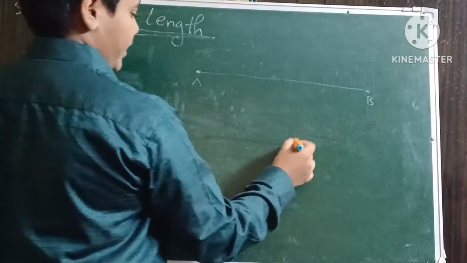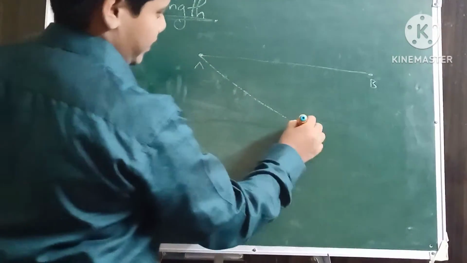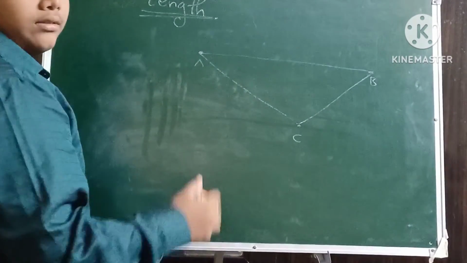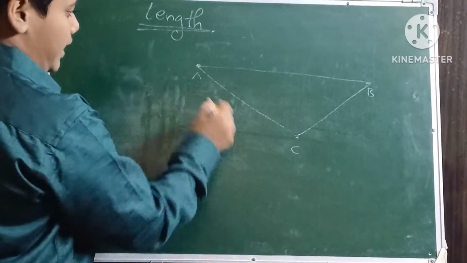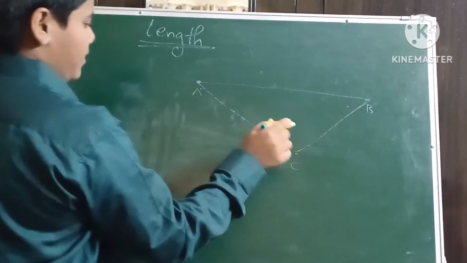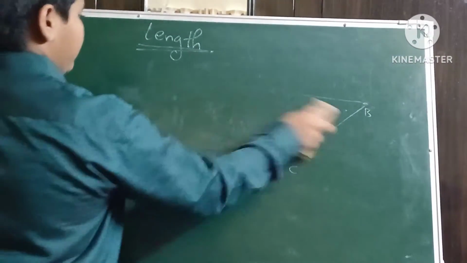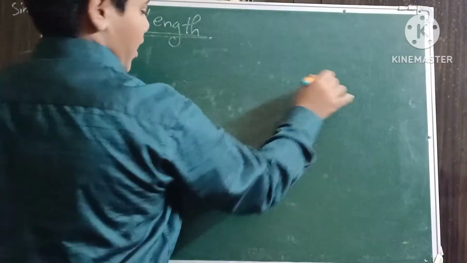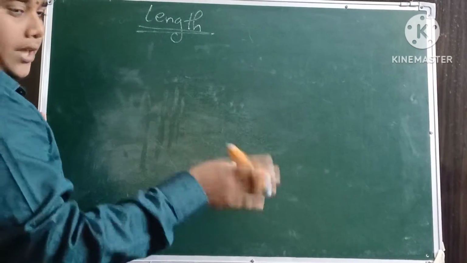If you take 3 points and join them like this and like this, then the length of this triangle is AB plus BC plus CA. Okay. What is length? When 2 points are there and we draw a straight line, the length between A and B along the straight line is the length.